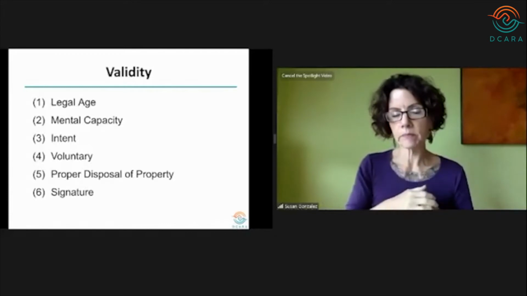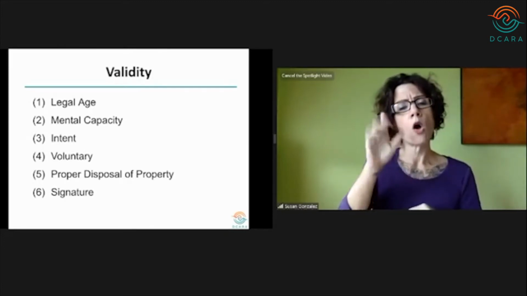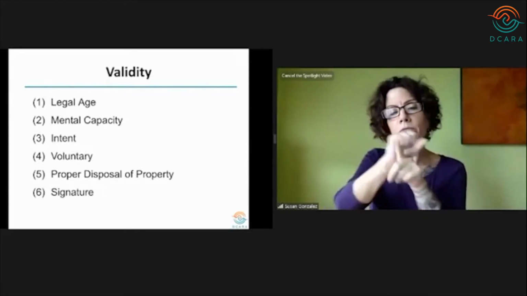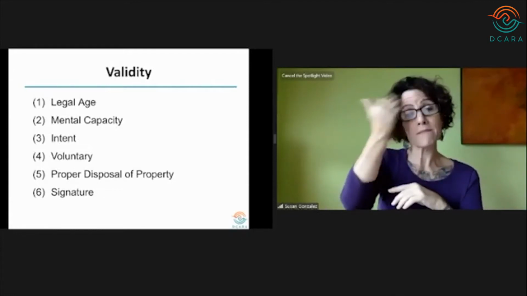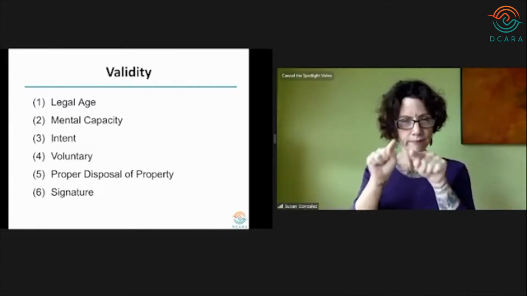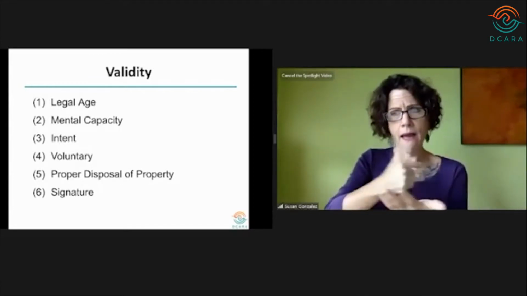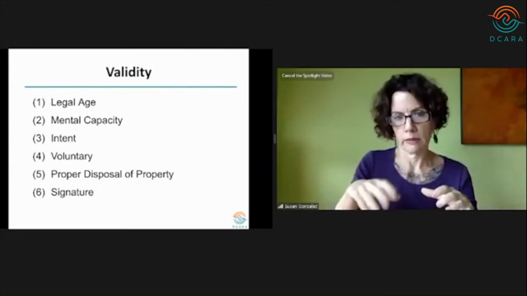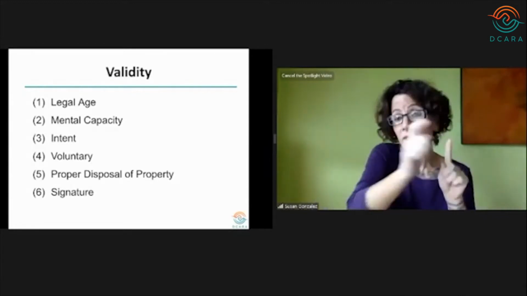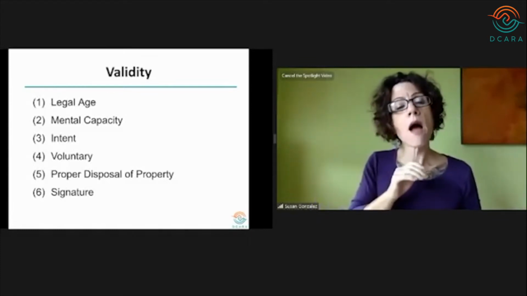Mental capacity. When you're writing up your document, your mental capacity has to be clear. A situation may come up where an individual has dementia or Alzheimer's. The court will want to make sure that when you've written your document, that you know what you're doing, that you know what the document is for, what it's about, you know who you're designating as beneficiary. Mental capacity is very important.